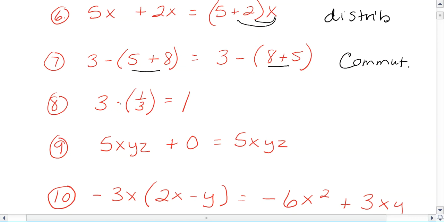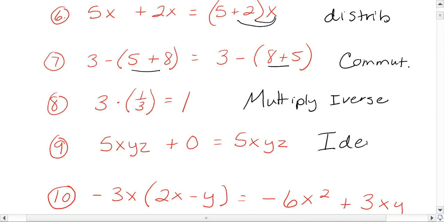Here, when we're multiplying 3 times 1/3, we get 1. So this is the multiplying inverse. I just lost the ability to spell multiplying. There we go. The multiplying inverse property. Here, if we have a value, we add 0 to it. We have not changed it. This is the additive identity.